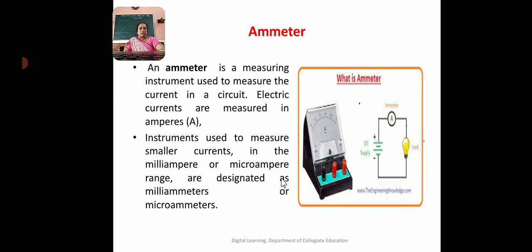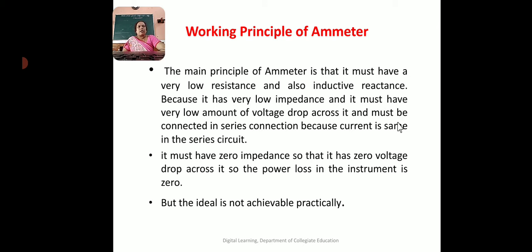This is the figure diagram of the ammeter. See in this circuit diagram, a battery is connected to the ammeter. When the bulb glows, it shows that current is flowing in the circuit. So the flowing current is measured by using the ammeter. An ammeter is a device which is used to measure the current.